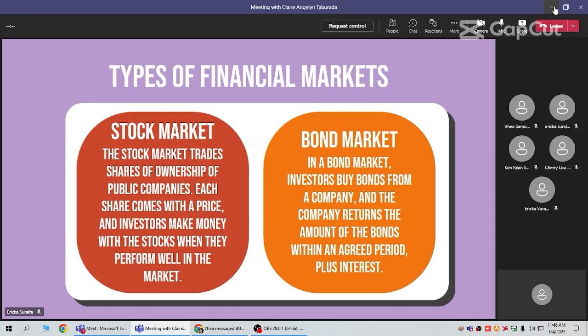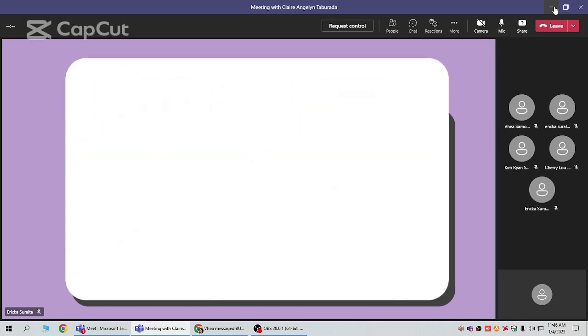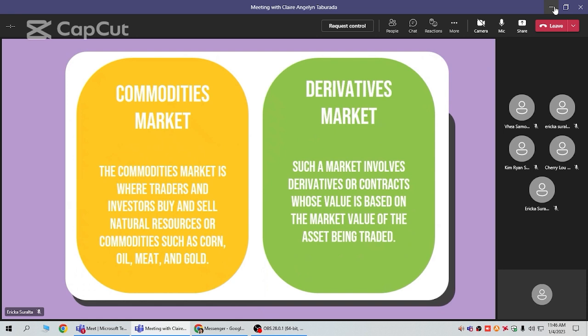So the next one is the commodities market. The commodities market is where traders and investors buy and sell natural resources or commodities such as corn, oil, meat, and gold. A specific market is created for such resources because their price is unpredictable. So there is a commodities futures market wherein the price of items to be delivered at a given future time is already identified until today.